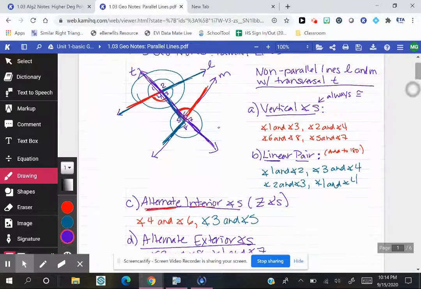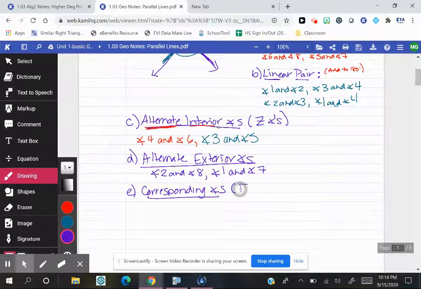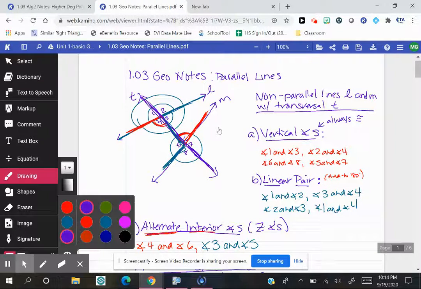And then the last ones we'll talk about in this section are our corresponding angles, which are the ones that students probably forget the most often. And corresponding angles, I like to think of those as the F angles because they form a capital letter F. So let's take a look there.